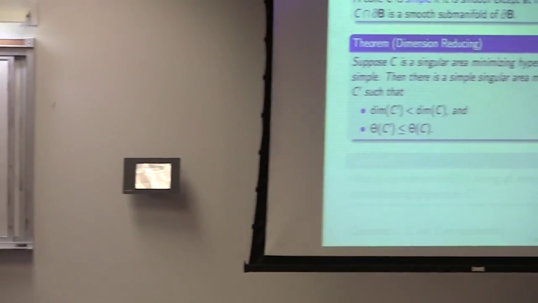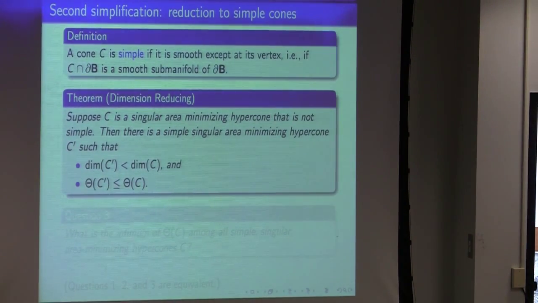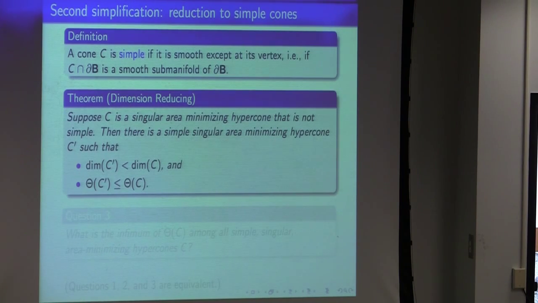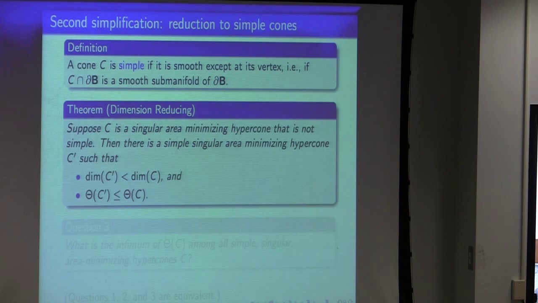And there's an important principle in the regularity theory, so-called dimension reducing. So suppose you take any singular area minimizing hypercone. Suppose it's not simple. Then dimension reducing tells you you can find a simple cone that has dimension strictly less and whose density is no bigger.